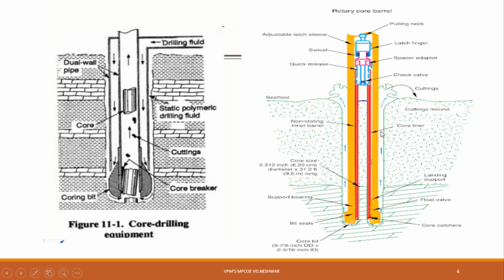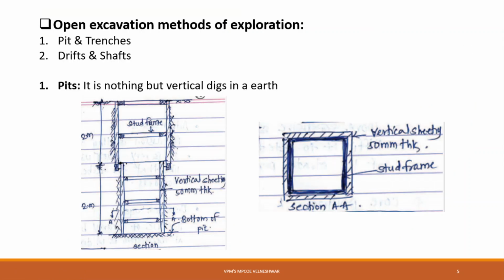See here, this is the core liner. Then this is the core, then this is the supporting bearing. Then there is an arrangement of quick release, then the check valve. The cutting material is pumped out through the water onto the ground surface, and the core is pulled out. This is the pulling neck, which will catch here and bring the core to the ground surface. So this is about core drilling.